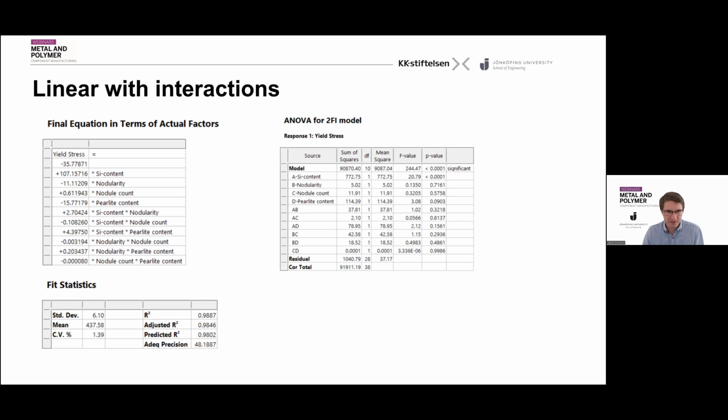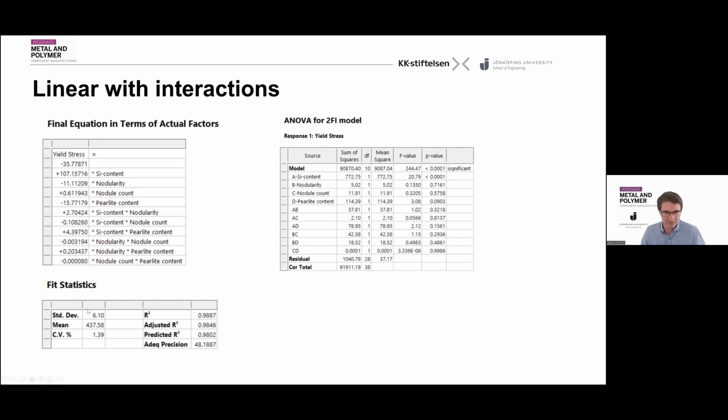So one thing one can do, and typically people do, is to increase the number of terms in your model. And you add the interactions, and what happens then? So here you see our model becomes really long and complex. We have the silicon content, and we have silicon content times nodularity and times nodule count. And we can do that. Mathematically, we can fit a model with this. But is it really relevant?